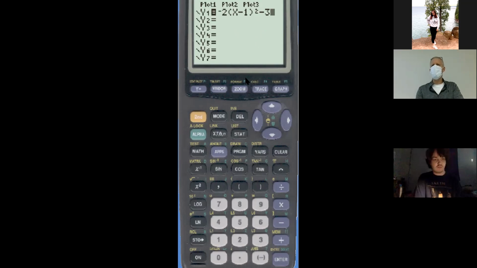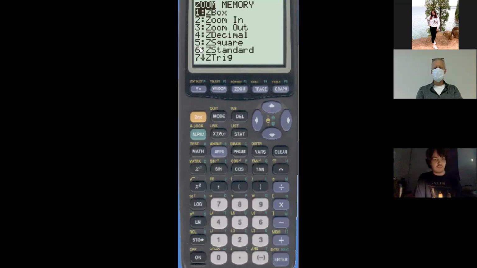When you graph anything, for the most part in this class, you can probably do what's called a zoom 6. When you hit your zoom key in the middle of your keypad, the zoom 6 is a standard viewing window. What that does is it sets your calculator to go from -10 to +10 across the X and Y axis, even though the screen's not square. Okay, so if I do a zoom 6, there's my parabola.